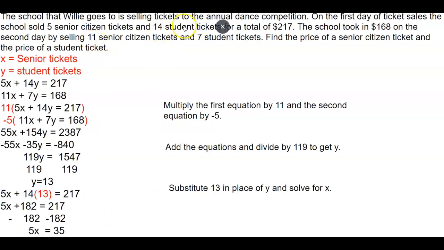Here in my word problem, I decided that x would be my senior tickets and y would be my student tickets. The first equation told me that I had 5 senior plus 14 student, which is 5x plus 14y, and that equaled 217, and that 11 seniors and 7 students, 11x plus 7y, is 168.